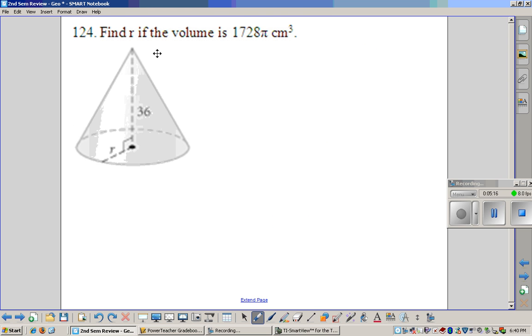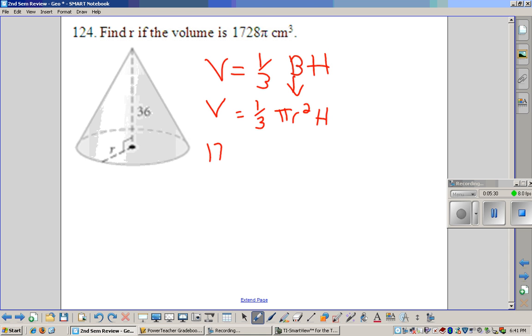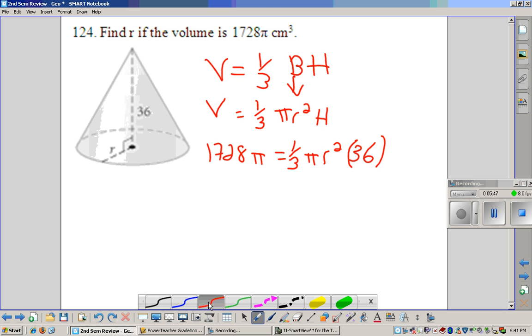Find r, the radius of this cone, if they give you the volume. Well, the volume of a cone is 1/3 BH, where B is a circle. That's the area of the base. So again, they've given us the volume, 1728 pi, 1/3. Don't know the radius, but we do know the height of this cone is 36. So we're going to do everything in our power to make all this go away. First things first, divide both sides by pi, and the pi is gone.